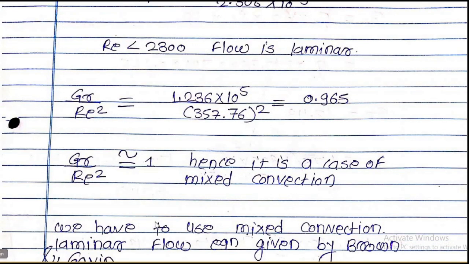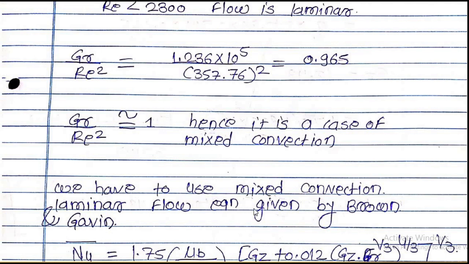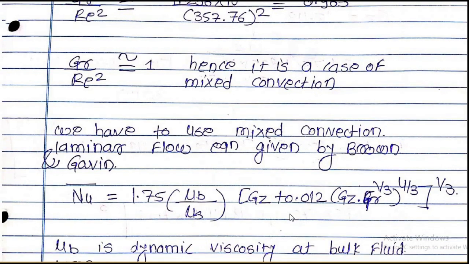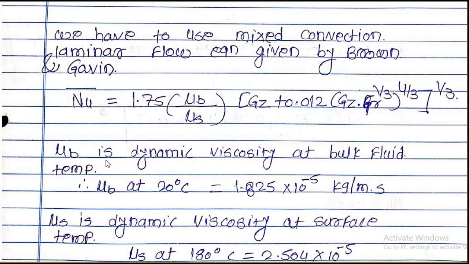So we have to use the mixed convection laminar flow equation given by Brown and Gauvin. So Brown and Gauvin gave the equation: average Nusselt number is equal to 1.75 into bracket mu suffix b divided by mu suffix s, into square bracket Gz plus 0.012 into bracket Gz multiplied by Gr raised to 1 by 3, bracket complete raised to 4 by 3, square bracket complete raised to 1 by 3. Now this mu b is nothing but the dynamic viscosity at bulk fluid temperature.